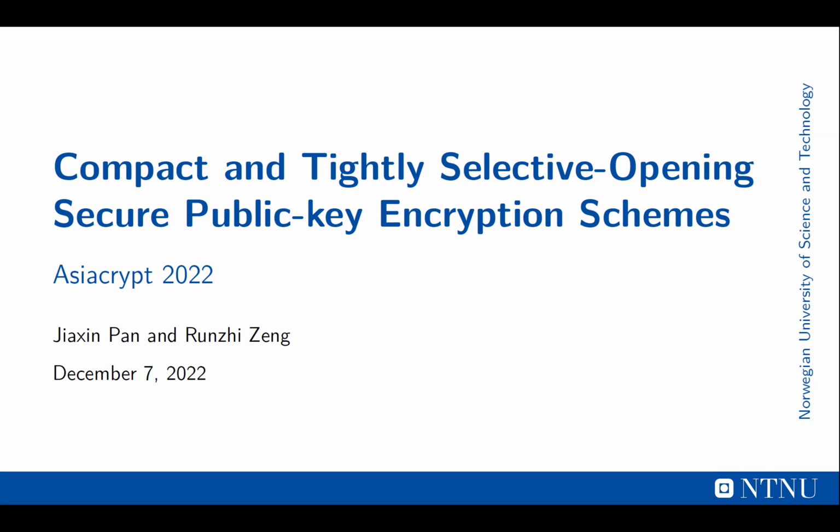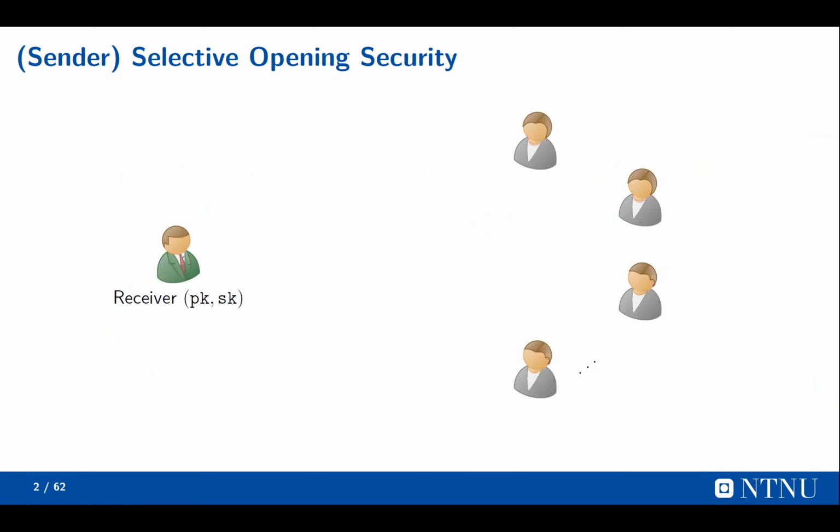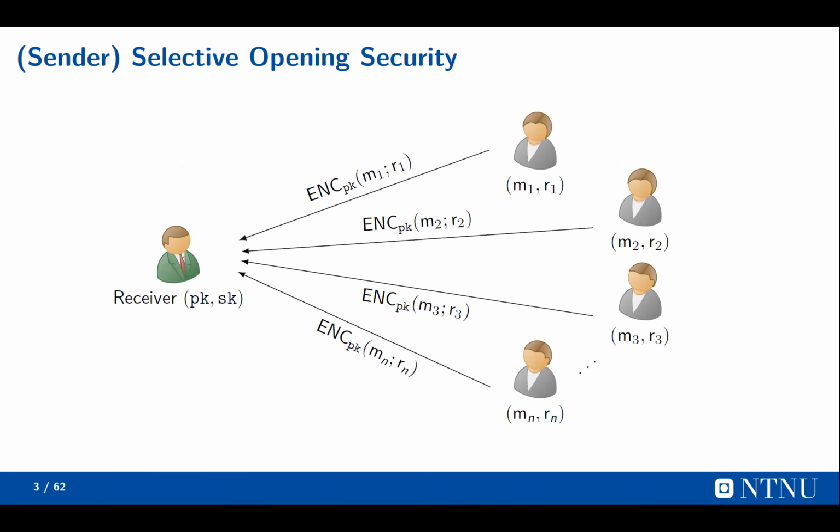Let's start. In the public key setting, we have a receiver, and the receiver has a public key and a secret key. We also have a bunch of senders. The senders can encrypt some messages using some randomness and send the ciphertexts to the receiver.